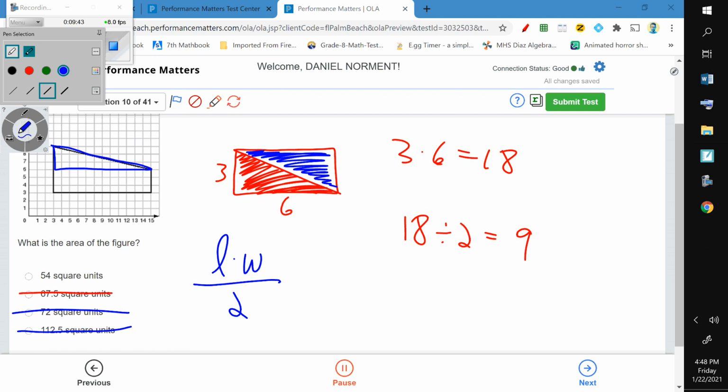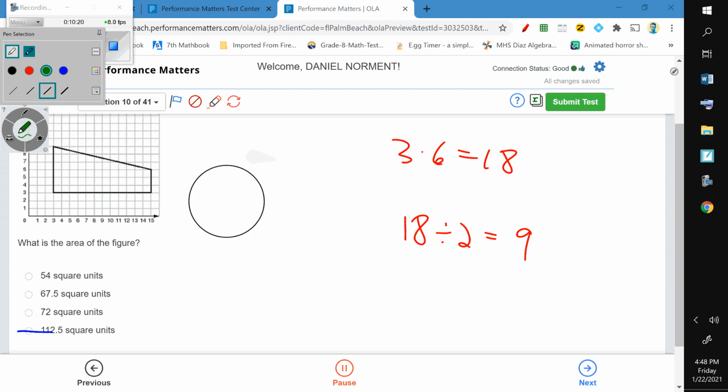That's a triangle. It's 3 up, it's 12 across. 3 times 12 is 36. 36 divided by 2 is 18. This blue thing has an area of 18 square units. Now look at this rectangle right here. 12 across, 3 up. 12 times 3 is 36. So now if the green is 36 and the blue is 18, what would I do with these two numbers? I would add them to get 54. That's the other way that you can get the correct answer, okay?